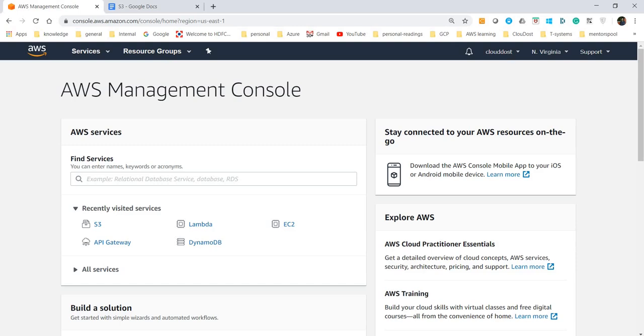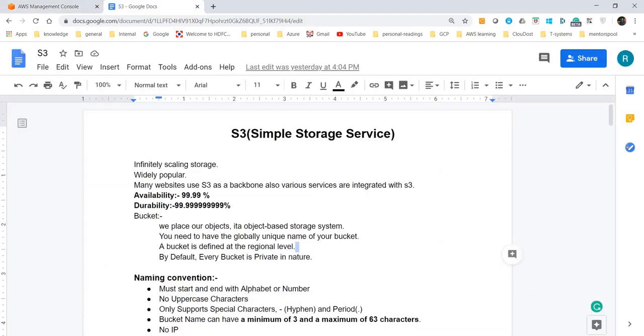In today's session we will be discussing S3. S3 stands for Simple Storage Service. It's one of the most important services provided by AWS. You can use it to store and retrieve any amount of data at any point from anywhere.